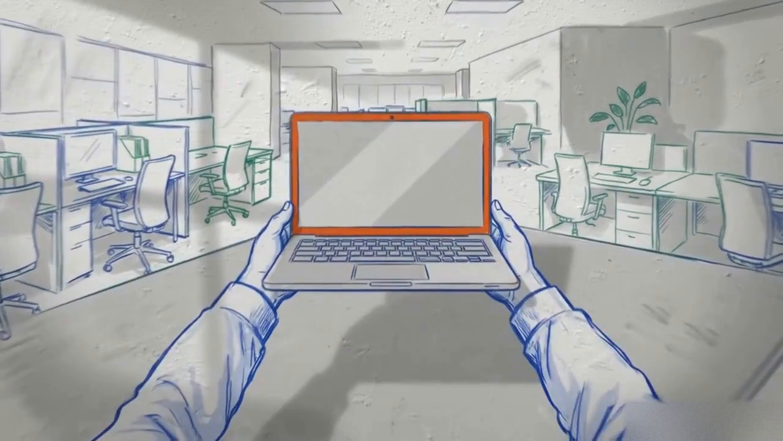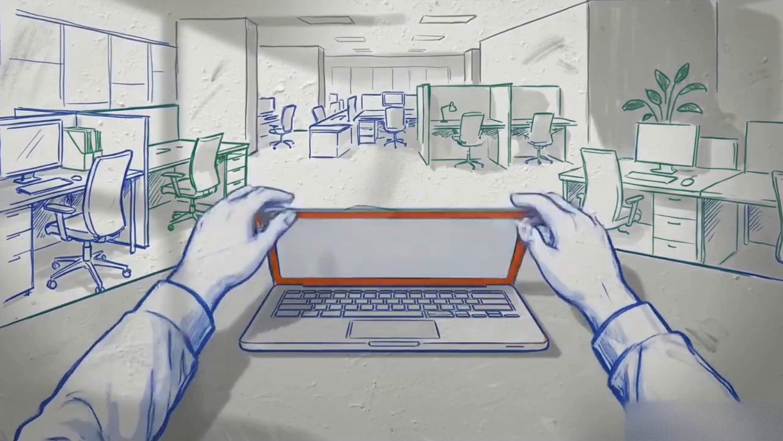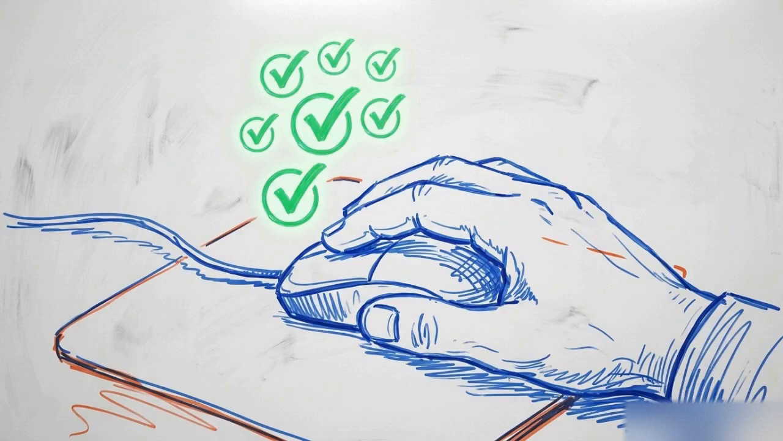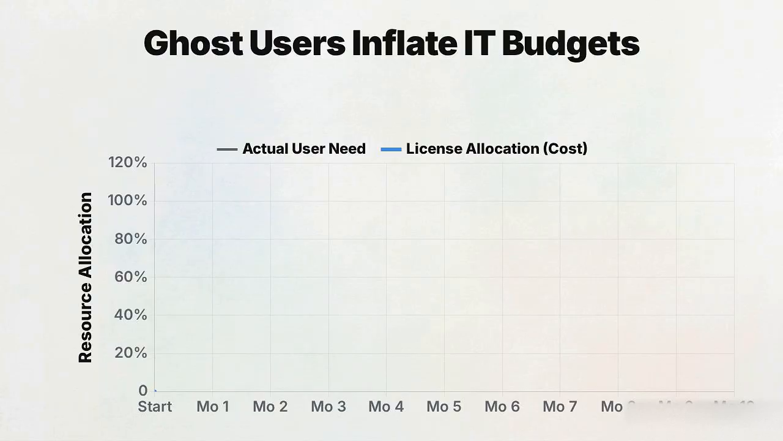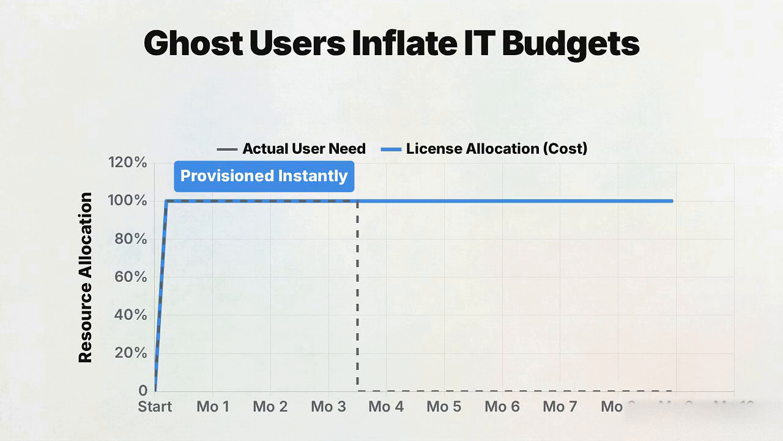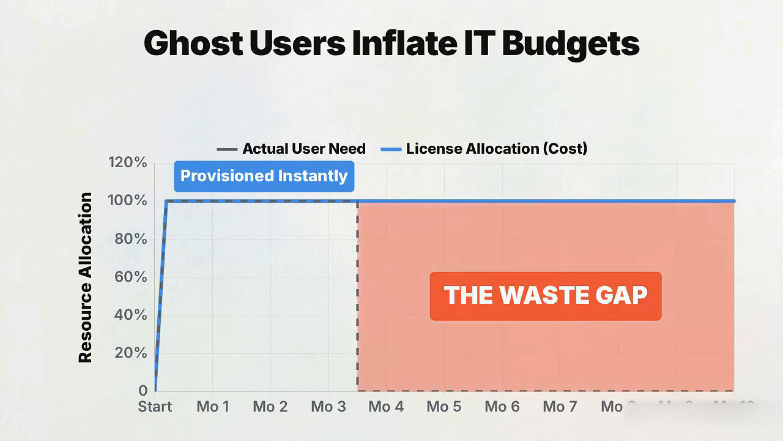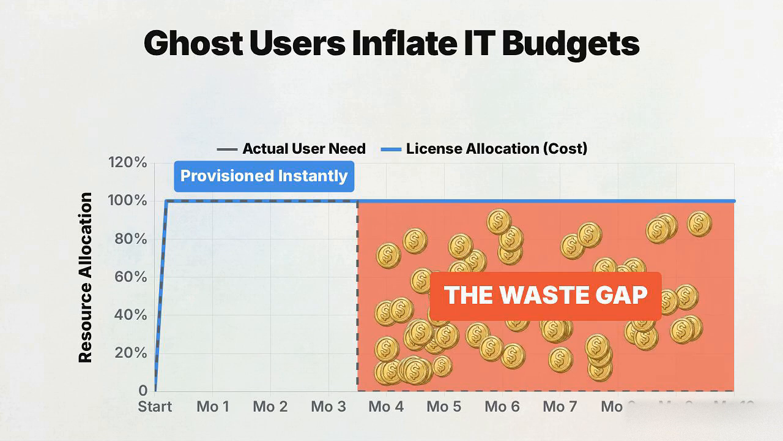Enterprise IT environments are dealing with a structural financial leak that begins the moment an employee is onboarded. To avoid workflow disruption, licenses are provisioned instantly when users join or switch roles. The priority is immediate access, not long-term cost. Provisioning spikes early, but the removal process trails behind, leaving licenses dormant long after a user's need ends. This shaded area is the waste gap. Across thousands of employees, ghost users quietly inflate the IT budget by thousands of dollars every month.